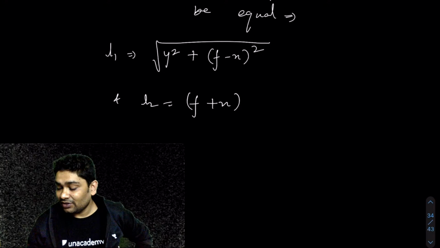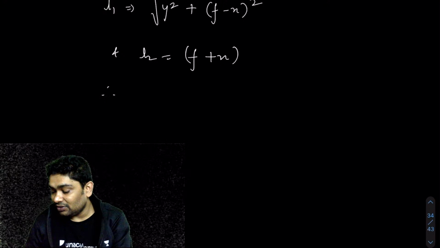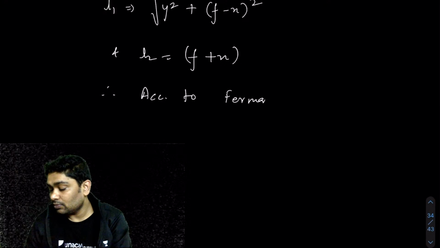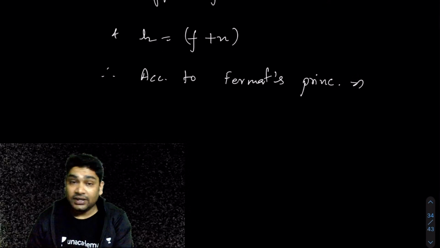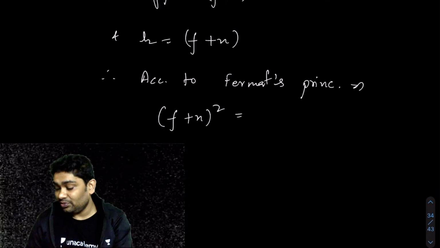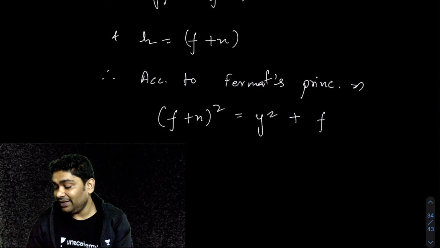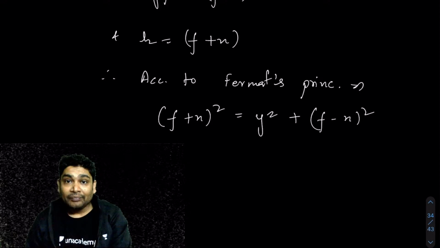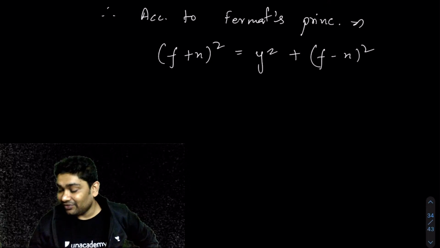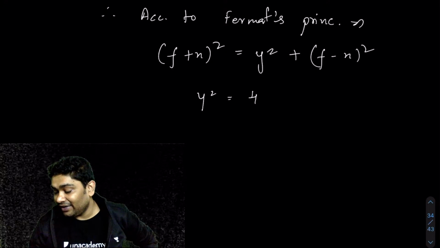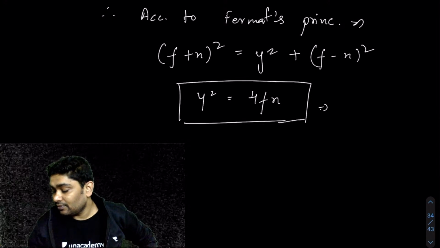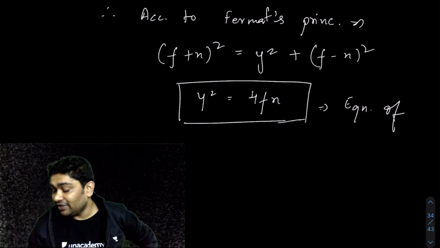Great. So therefore, according to Fermat's principle, these two lengths should be equal. So I can say that f plus x whole square should be equal to y square plus f minus x whole square. Great. Now what you have is something very interesting. y square equals 4fx is the equation. Equation of mirror, which is in fact parabolic.